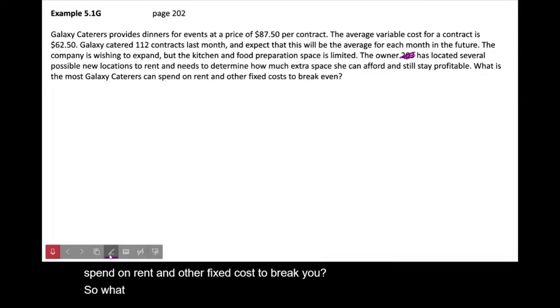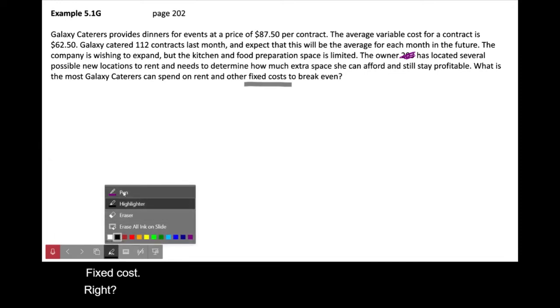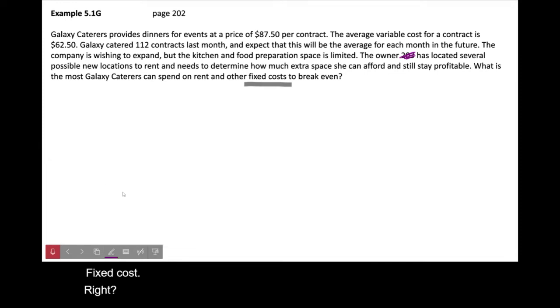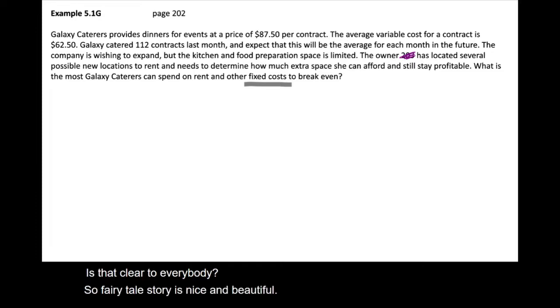So what we're looking for here, people? We're looking for fixed cost, right? Is that clear to everybody? Okay, so fairy tale story is nice and beautiful. Now let's work with numbers.